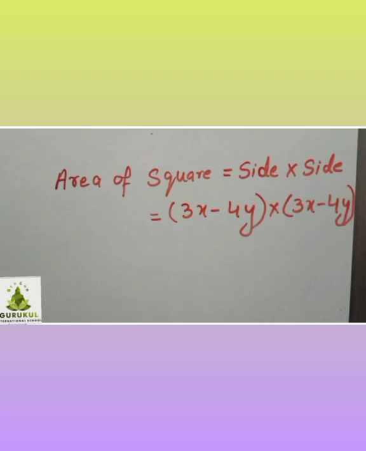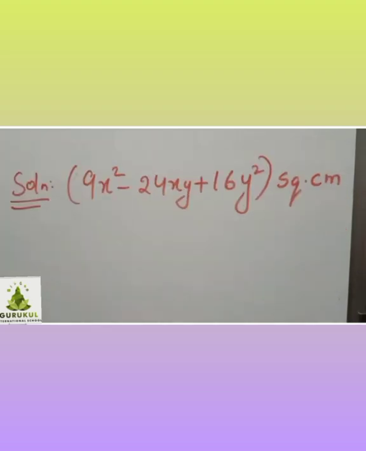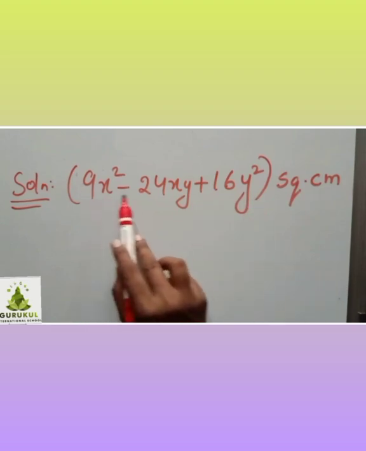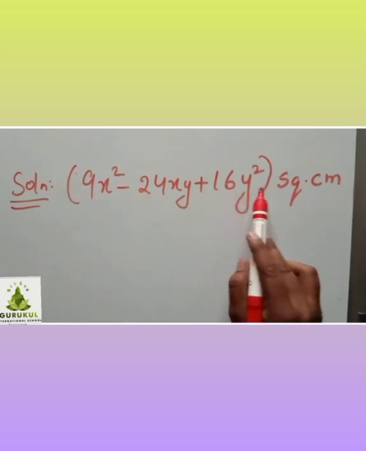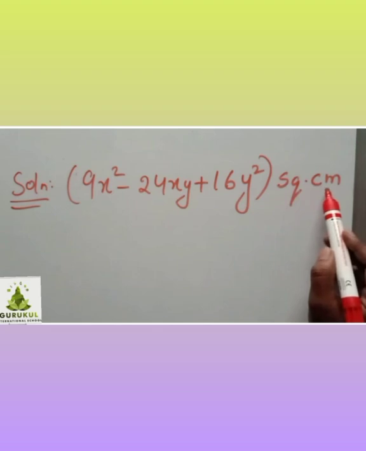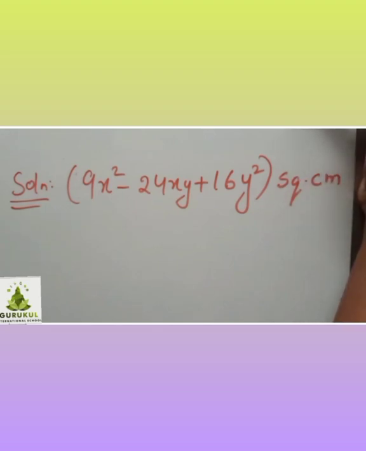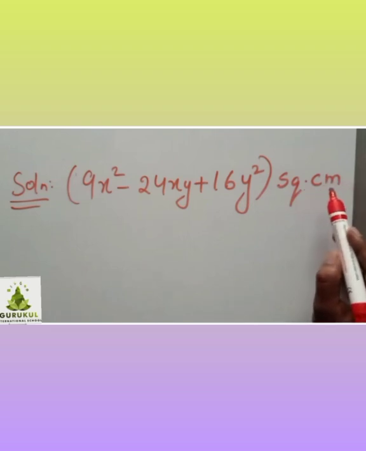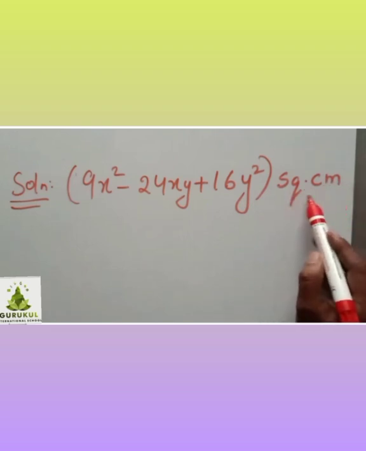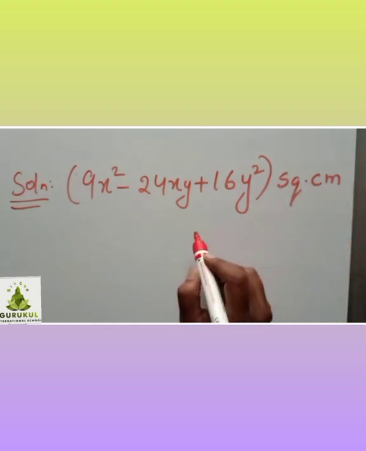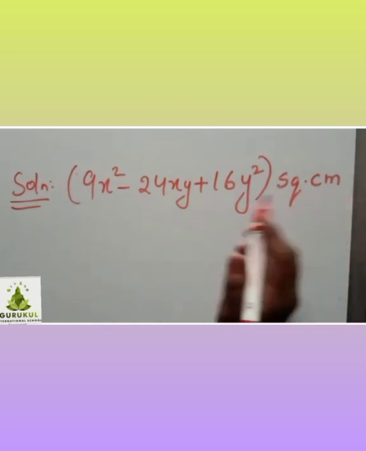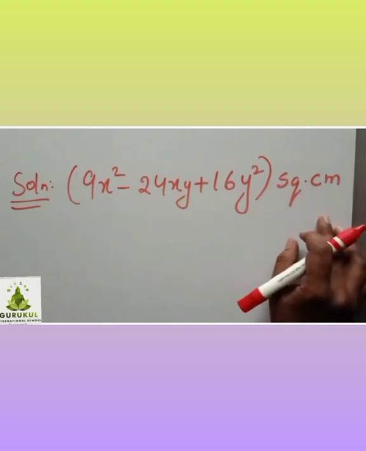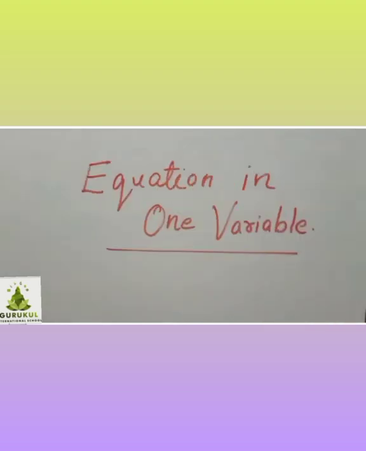Solution I will tell you. You can complete this first. Complete this and I will give you the final solution you should get. Now the solution should be 9x square minus 24xy plus 16y square, that much square centimeter. See, side into side means centimeter into centimeter. Centimeter into centimeter means centimeter square, or you can write square centimeter this way. Both the answers are correct. Don't forget to write the unit also. This will be the final answer. If you have completed, check your answer with this.